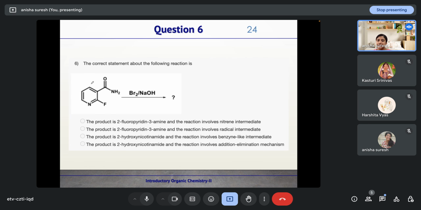Now coming to question number 6. The correct statement about the following reaction is. So we are having an amide. It is treated with Br2 NaOH. So what is the rearrangement that is taking place here? Yeah, it is the Hoffmann rearrangement. So based on this, what will be the right statement? The product is 2-fluoropyridine 3-amine and the reaction involves a nitrene intermediate. The product is 2-fluoropyridine 3-amine. That is, the structure will be like this.